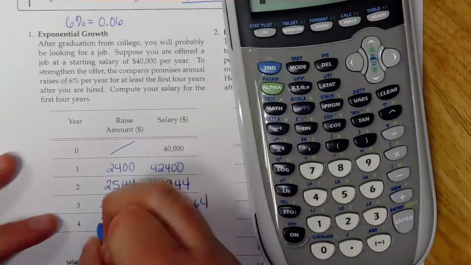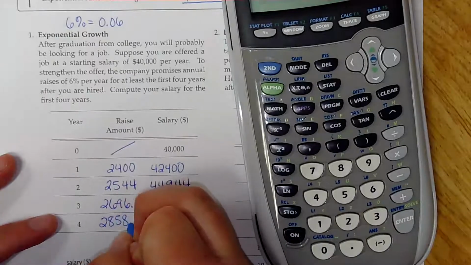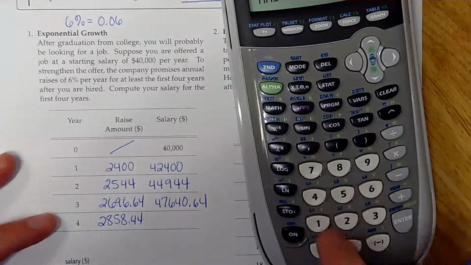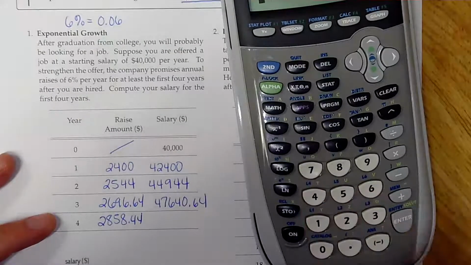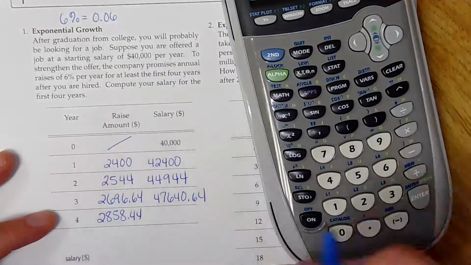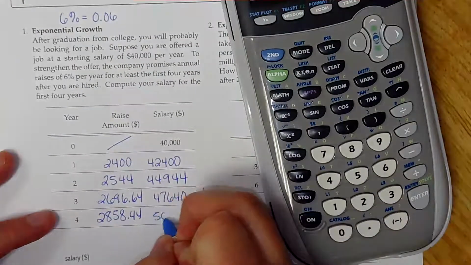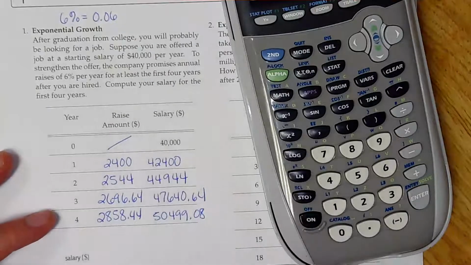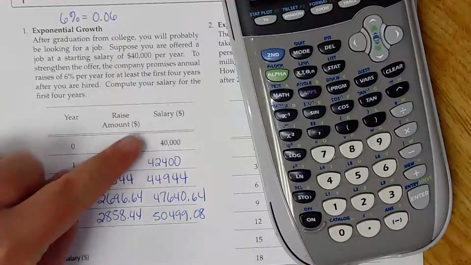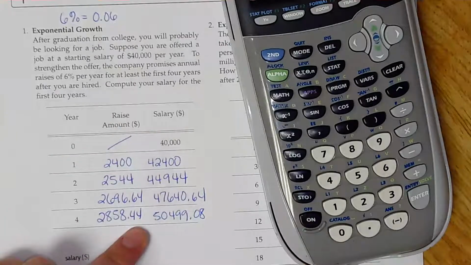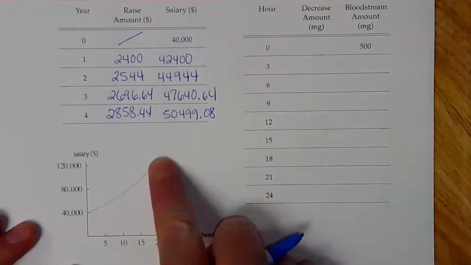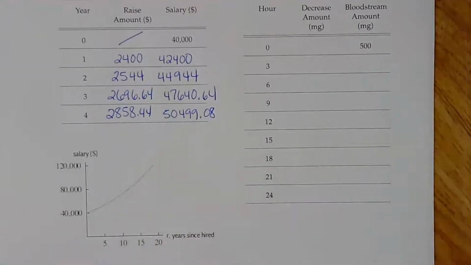So that's going to add $2,858.44. We'll add that to our old amount. Okay, that gives us $50,499.08. Okay, so within 4 years, I went from a salary of $40,000 to a salary of $50,000. And then down below, you can actually see what that would look like. That's your salaries there if you were to continue getting a 6% raise every year.